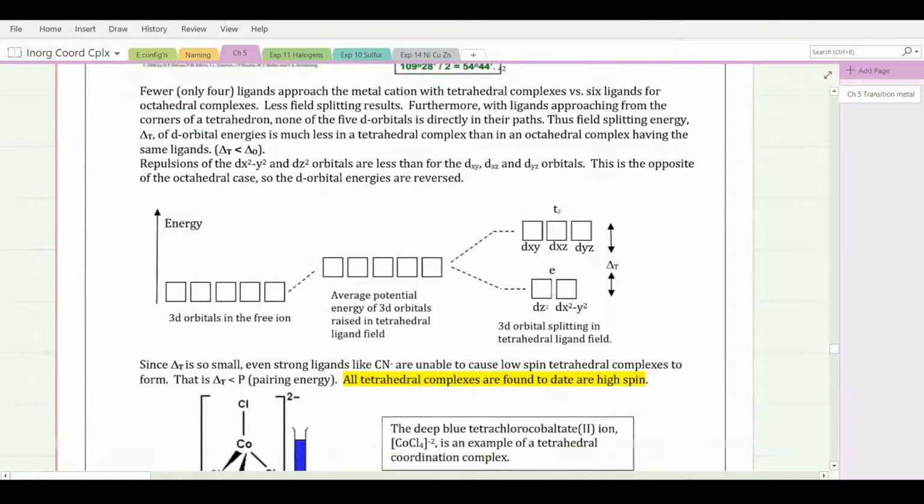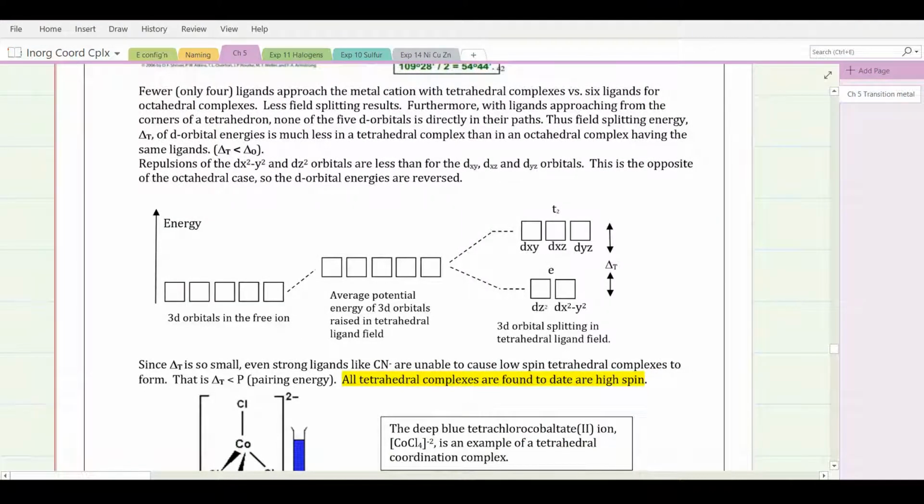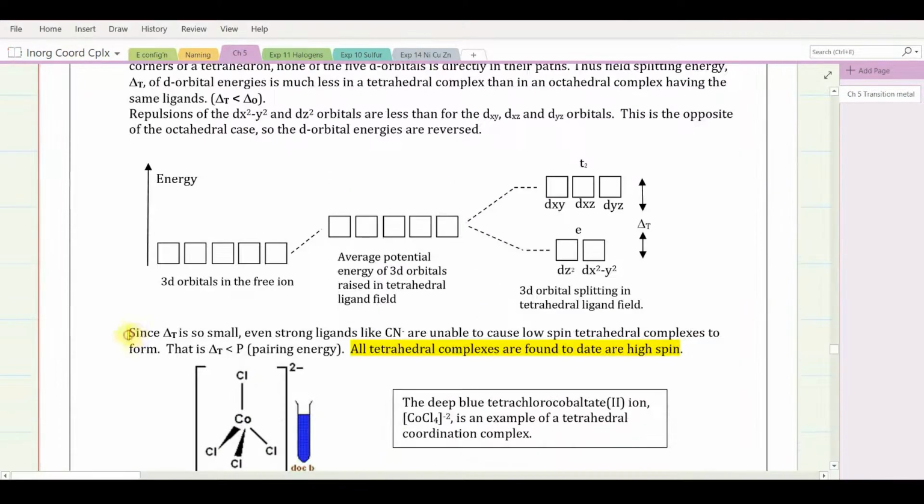So this sounds like it's getting pretty complicated, but as it turns out, it's not so bad. Since the tetrahedral field splitting energy is so small, even strong ligands like cyanide are not able to cause low spin tetrahedral complexes to form. What we're saying here is that the tetrahedral field splitting energy is always less than the pairing repulsion. And thus, all tetrahedral complexes are found to be in a high spin state.